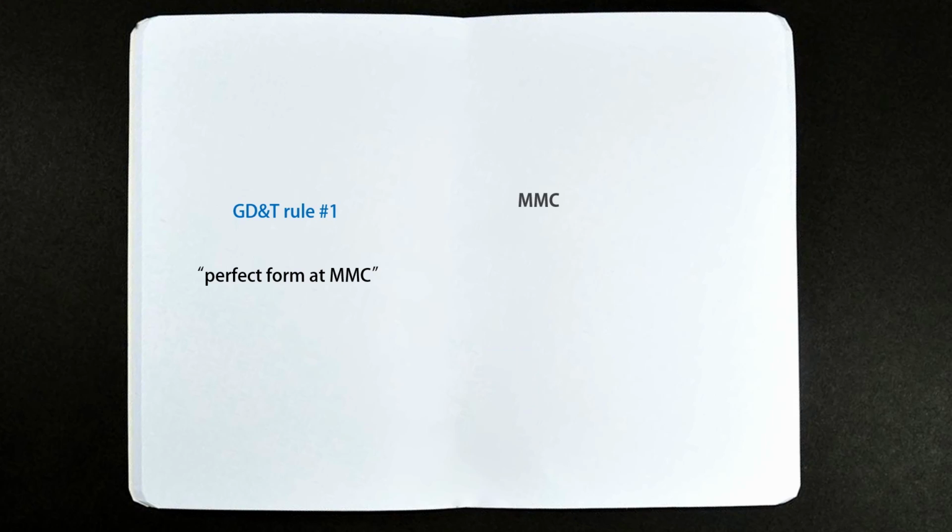But GD&T Rule 1 is also known as the perfect form at MMC. So in the next chapter, we will more deeply understand GD&T Rule 1. But first, we will understand MMC, LMC, and regardless of feature of size. So the next video should be on our screen, or you can check the description.